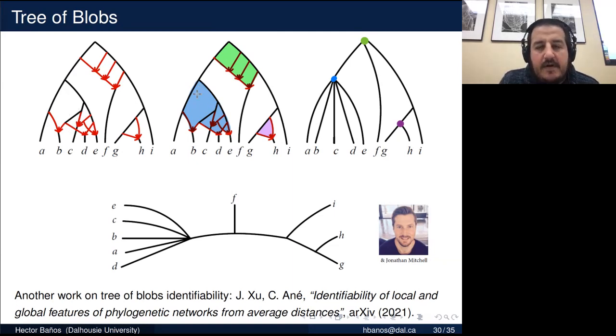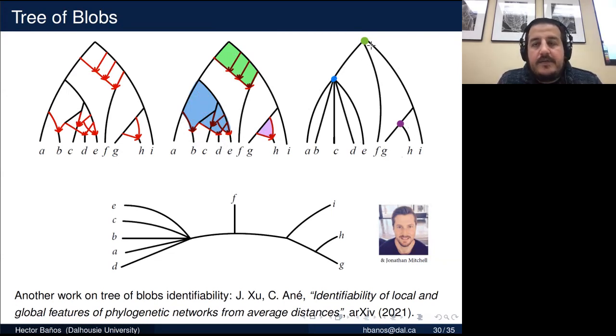So here I just color code them. And the tree of blobs is just the tree you obtain after contracting them to a single node. So I have here denoted how you contract them. For example, you have this thing. You have these tags that are all coming together, so they just get compressed to that.